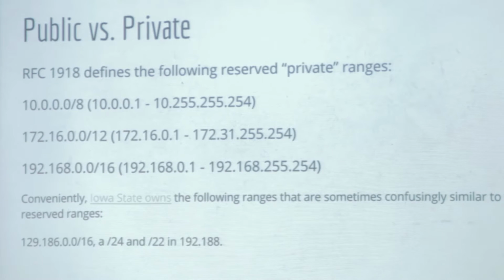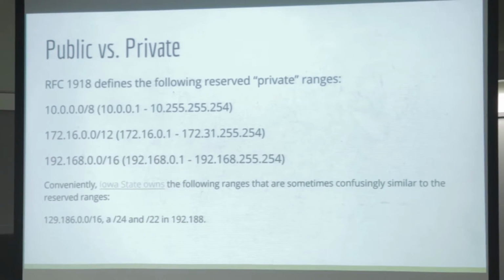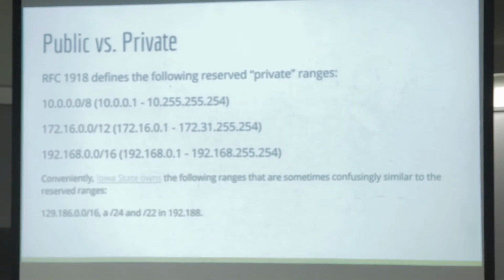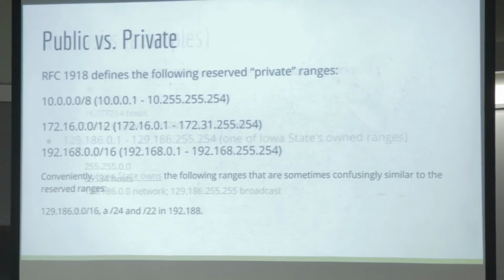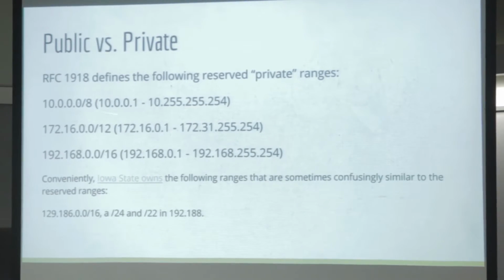So, public versus private addresses. RFC 1918 defines 3 ranges as reserved for private networks. As you saw in the last slide, the 10.0.0.0/8 that Iowa State uses for their internal stuff is a private network reserved by RFC 1918, as well as the 172.16 range, and the one you've probably seen the most commonly, which is default on a lot of home routers, 192.168, and that's a /16 as well. You can pick any range out of that.